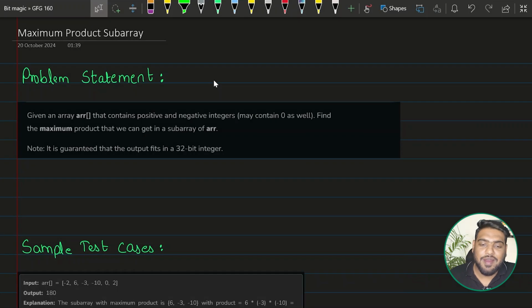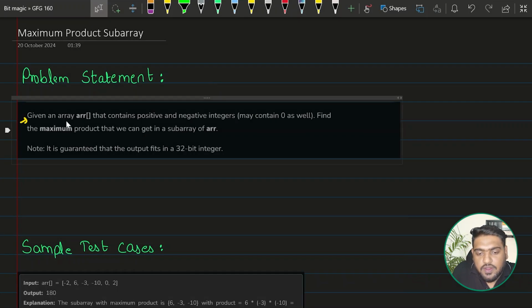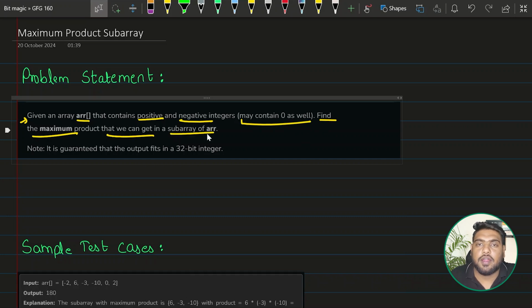Let's start solving maximum product subarray. Reading the question, it says: given an array ARR that contains positive and negative integers, and may contain 0 as well, find the maximum product that we can get in a subarray of ARR.